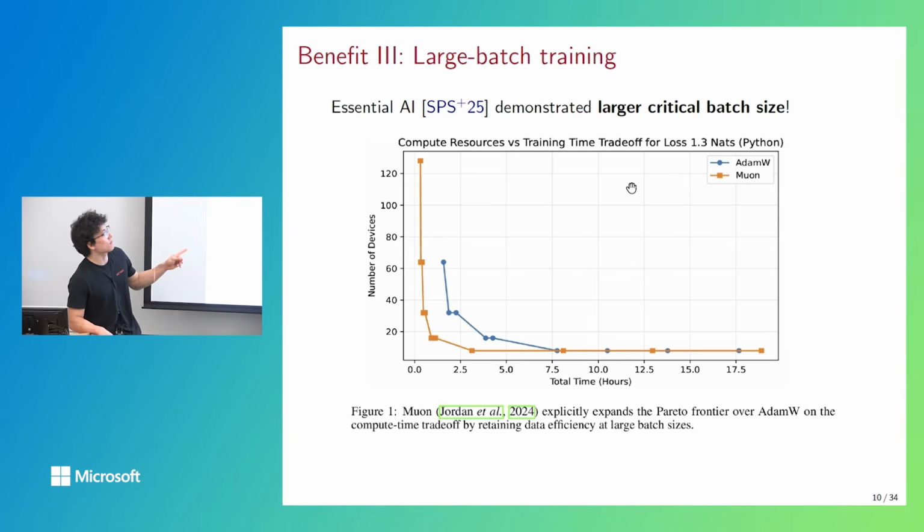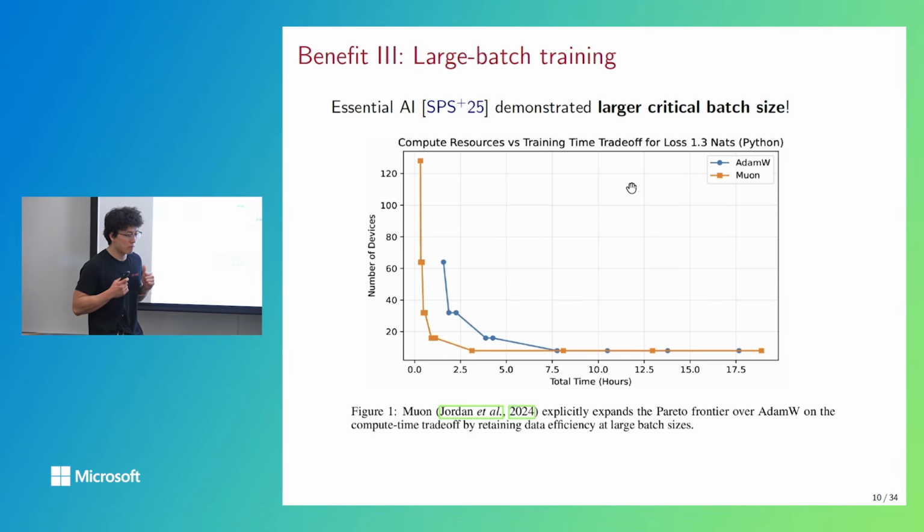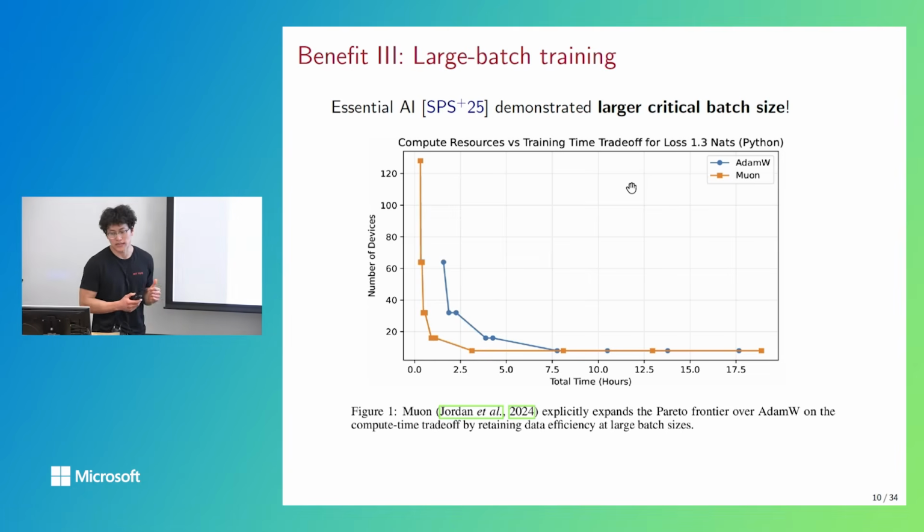And you can see that Muon traces a better trade-off than AdamW on this front, showing that it's much more suitable for larger-scale parallelized training.